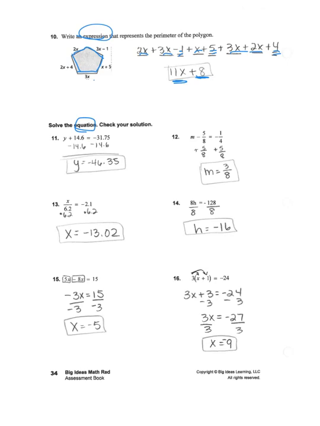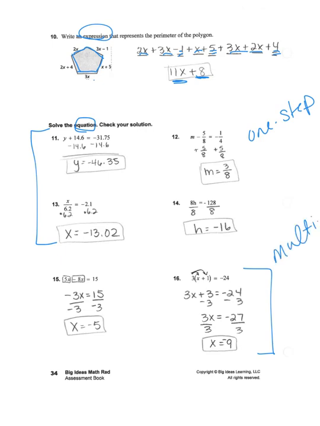So in numbers 11, 12, 13, and 14, these are all just one-step equations right here. Okay, it'll take one step to get to the answer. It'll take one step to isolate your variable. These here then are multi-steps, these last two. Okay, so if you need help, you can identify those videos that are posted in the same section this video is.